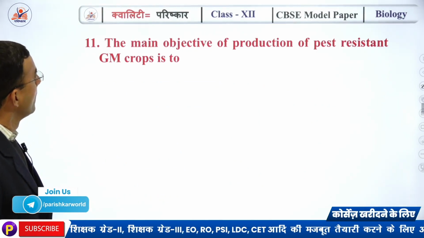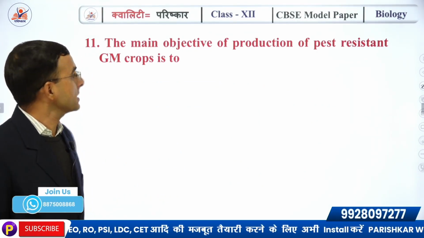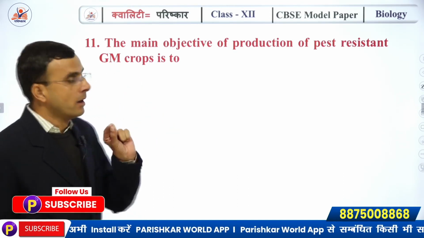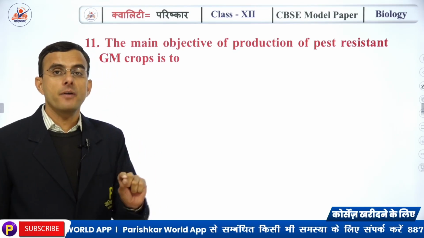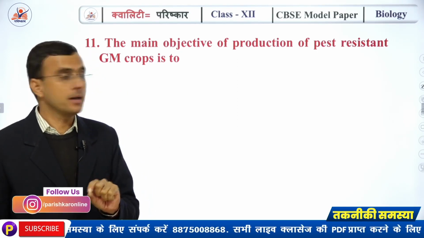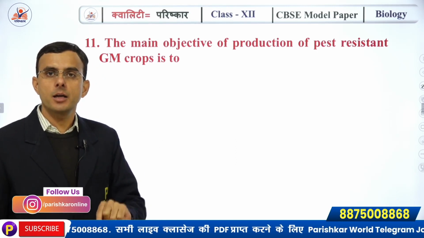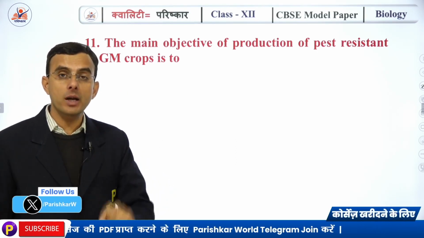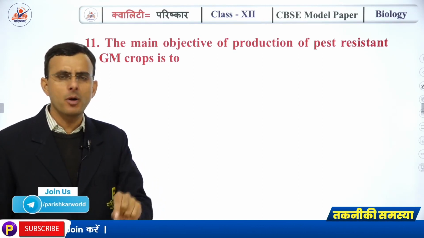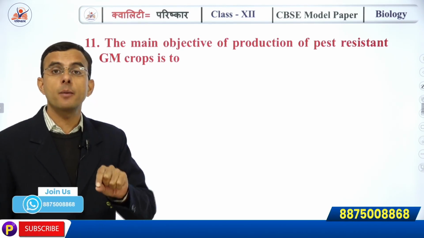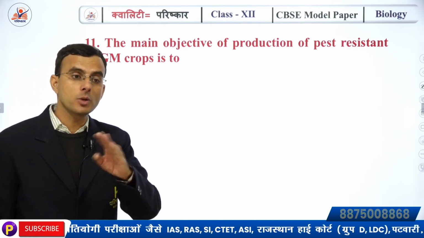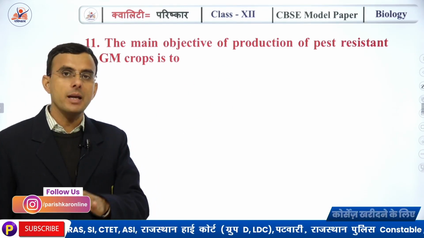Now the next one is the main objective of production of pest resistant genetically modified crops. Pest resistant and genetically modified crops are being developed because of biotechnological development and recombinant DNA technology. In recombinant DNA technology, we insert a foreign gene into another crop, which is very useful for that crop, either for crop production or for resistance to pests, whichever organisms are affecting that particular crop, either insects or anything else.